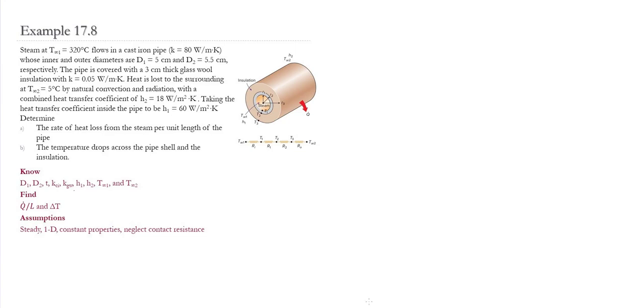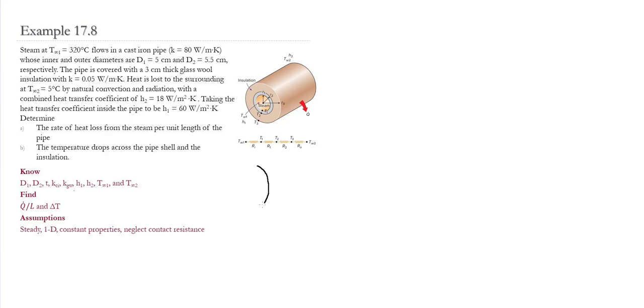In order to solve this problem, we're going to assume a steady state condition, one dimensional in the radial direction, constant properties, and neglect contact resistance. So to start, we're going to redraw this cylindrical system, and we're going to see the resistances that we have over here.